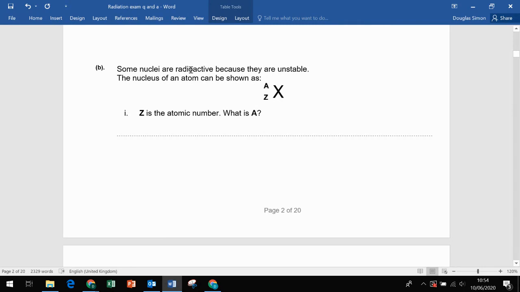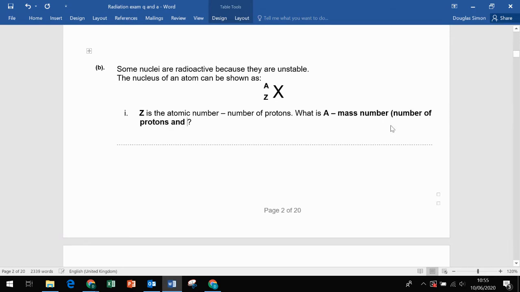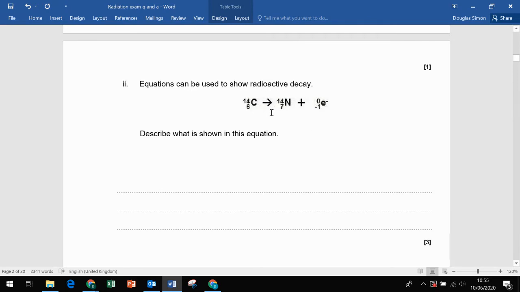3b. Some nuclei are radioactive because they are unstable. The nucleus of an atom can be shown as this. Z is the atomic number. So atomic number is the number of protons. A is the mass number, which is the number of protons and neutrons added together. Equations can be used to show radioactive decay. Describe what is shown in this equation.